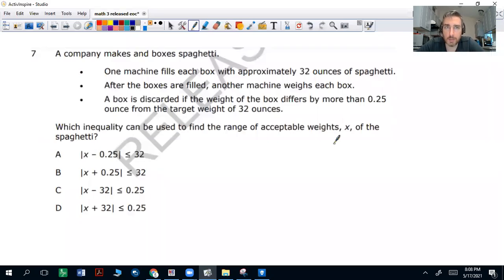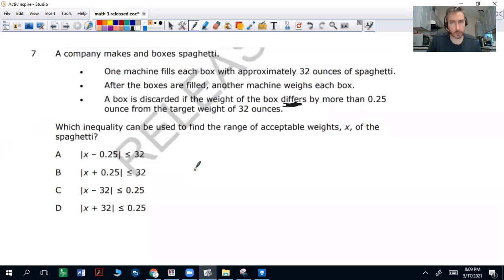Question 7. A company makes and boxes spaghetti. One machine fills each box with approximately 32 ounces of spaghetti. After the boxes are filled, another machine weighs each box. A box is discarded if the weight of the box differs by more than 0.25 ounce from the target weight of 32 ounces. So differs. That's an important feature here. Which inequality can be used to find the range of acceptable weights X of the spaghetti?